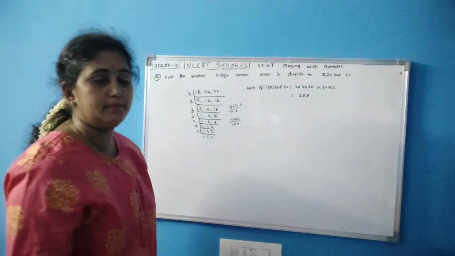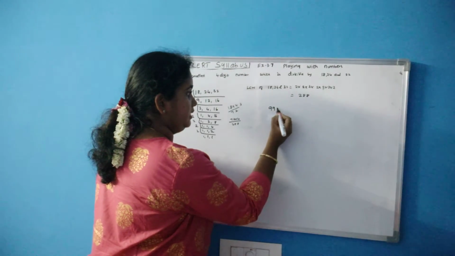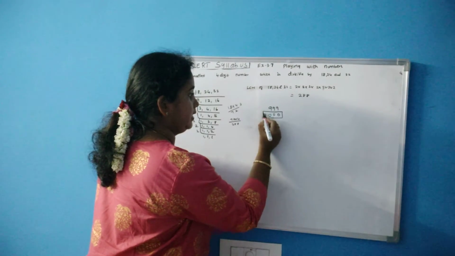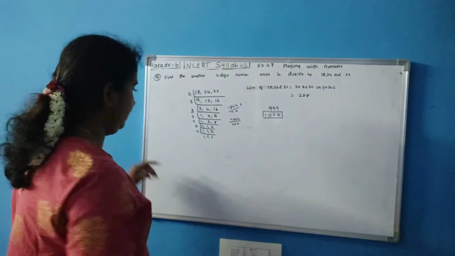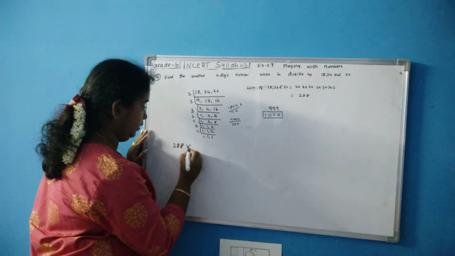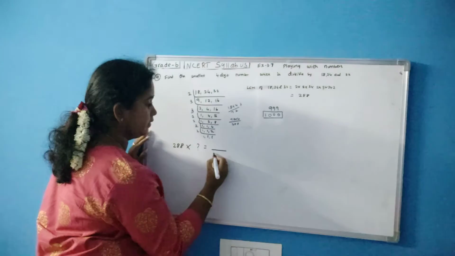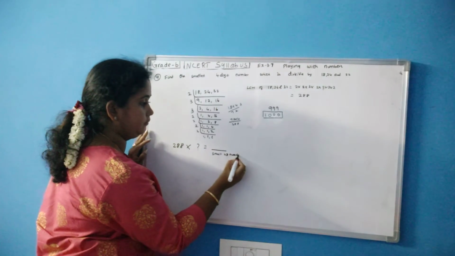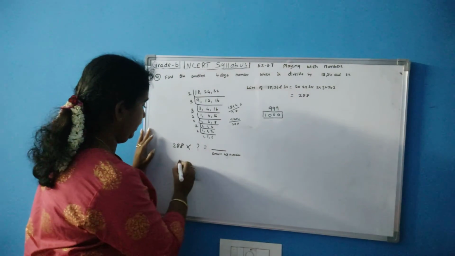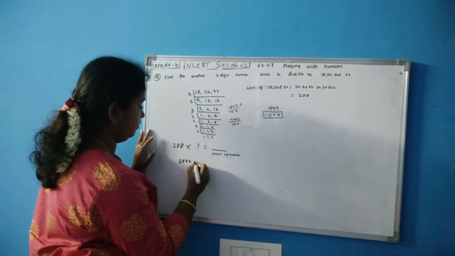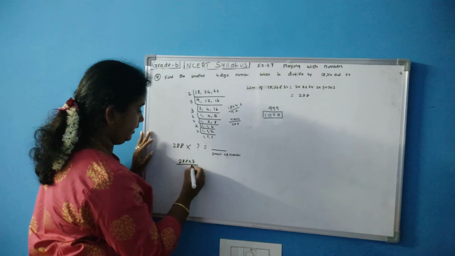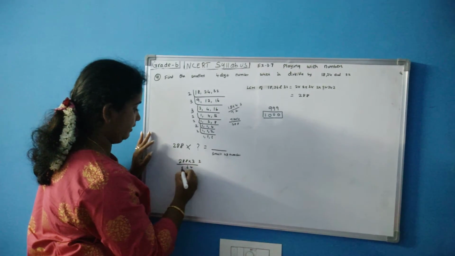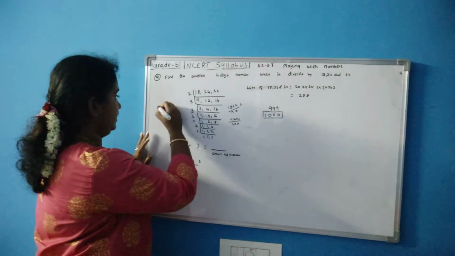What is the smallest 4-digit number, children? You know that the biggest 3-digit number is 999, and after that if you add 1, the smallest 4-digit number is 1000. Okay, but we have to find this. 288 into a number will give me the smallest 4-digit number. Did you understand? So 288 into 3, 8 3s are 24, balance 2, 2 3s are 6, 8, 864. It is only coming 3-digit number. So I am going for the next number.